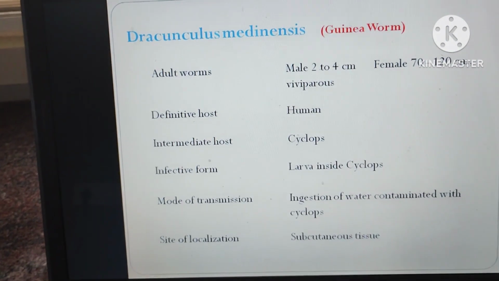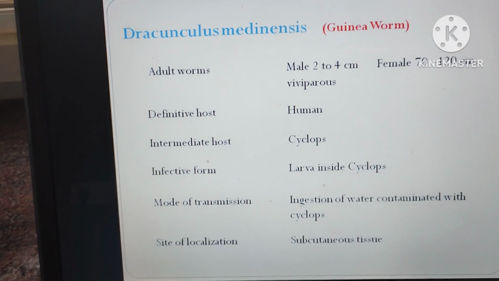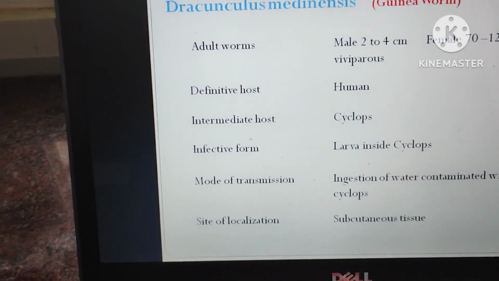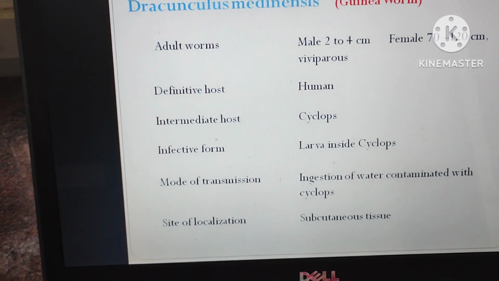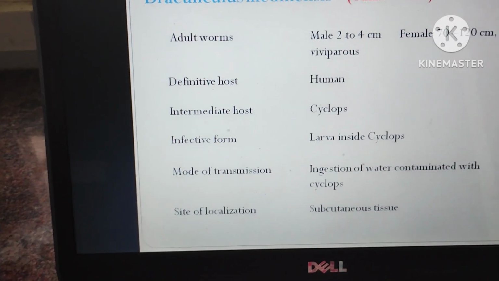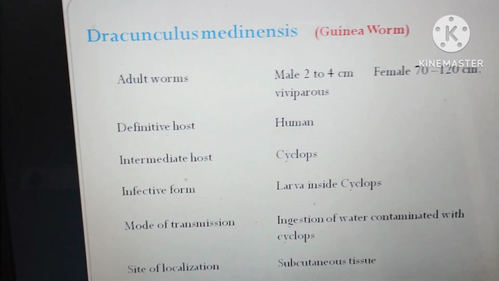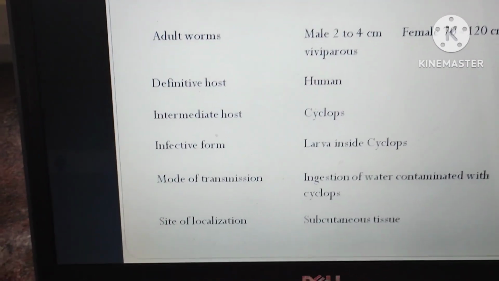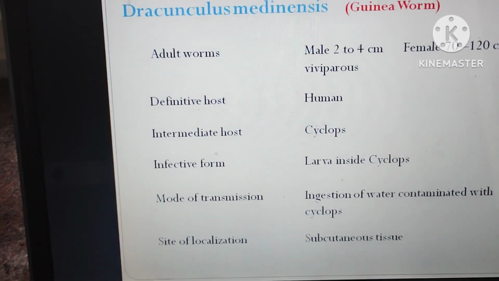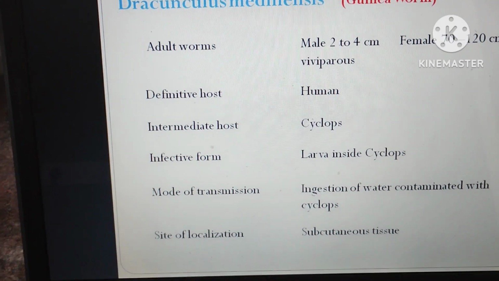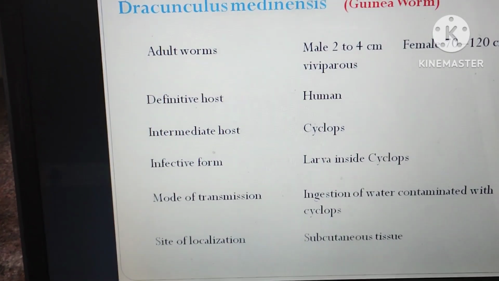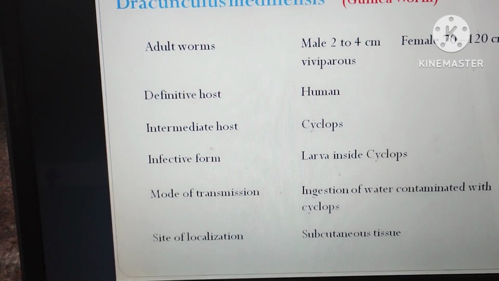Coming to the proper characters of guinea worm. In the adult male worm, it is usually 4 cm. In the female worm, it is 120 centimeters. It is viviparous, that is, it will lay a larva directly instead of eggs. If it lays eggs, it is called oviparous.